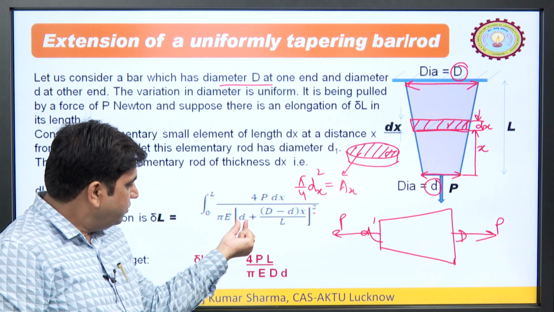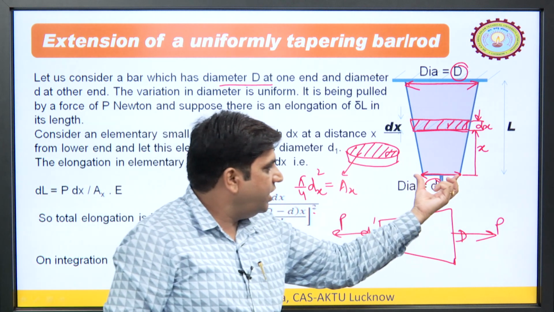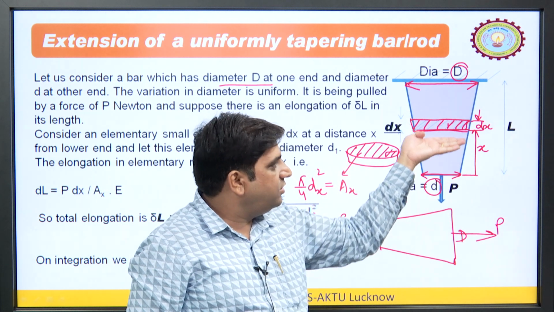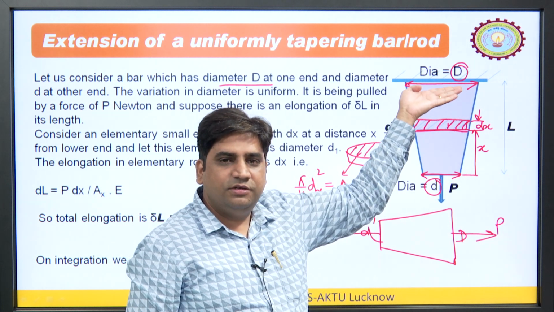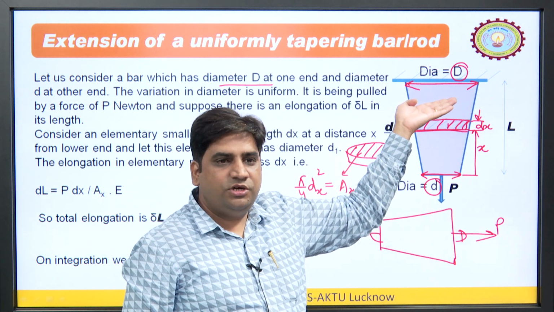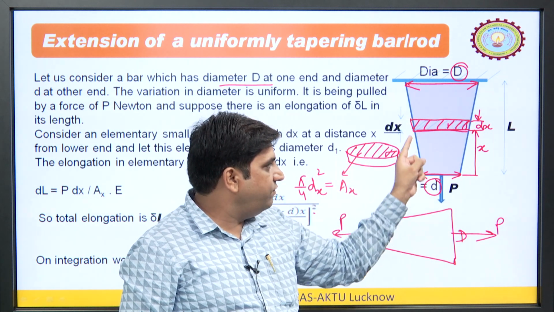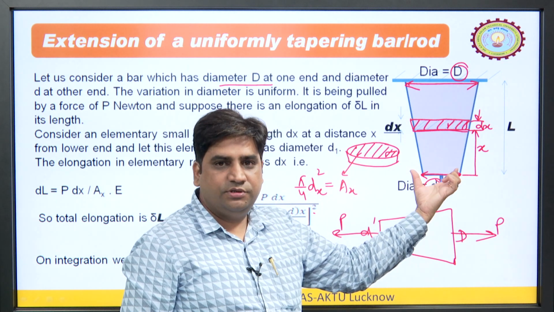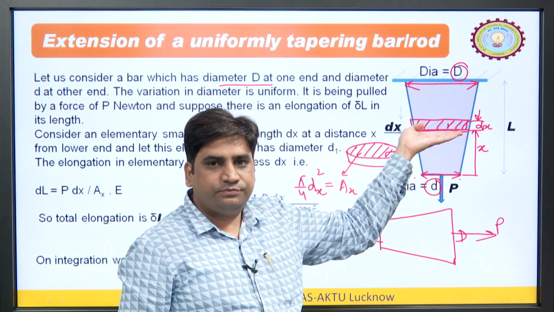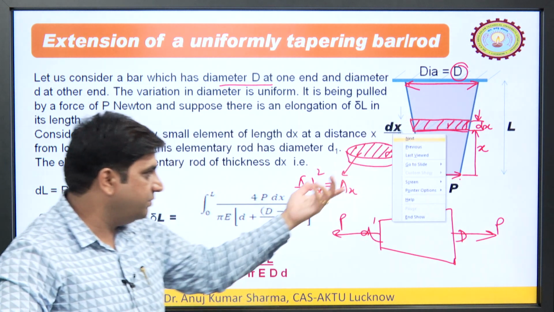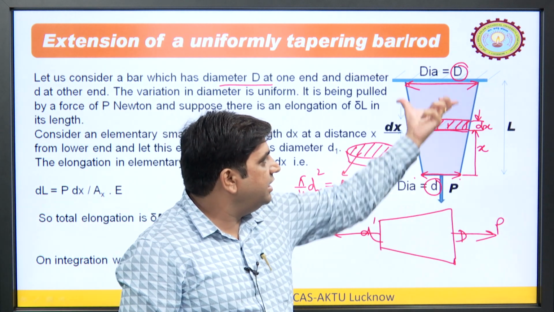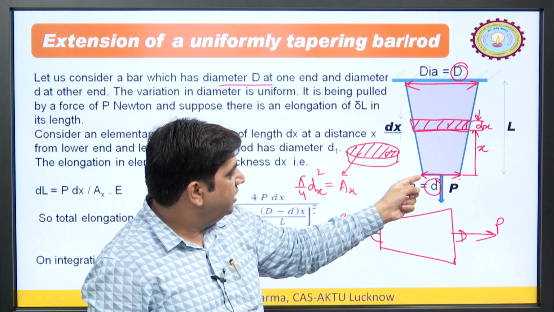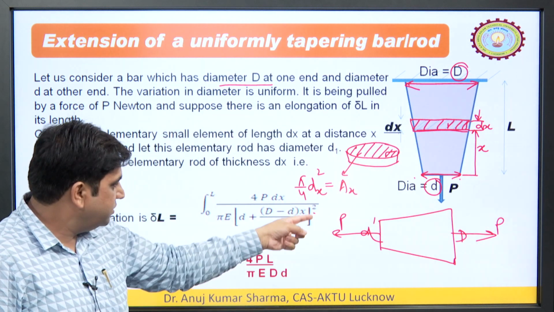So, dx would be equal to d plus something. Here it is small d, here it is capital D. If we are moving from here to there, what is happening? The diameter is increasing. So, at this point the diameter will be a little bit more than the diameter we have at this point. So, it means d plus something. How much? It is linearly varying. So, if you want to calculate the slope and all these things, this is a very simple formula.